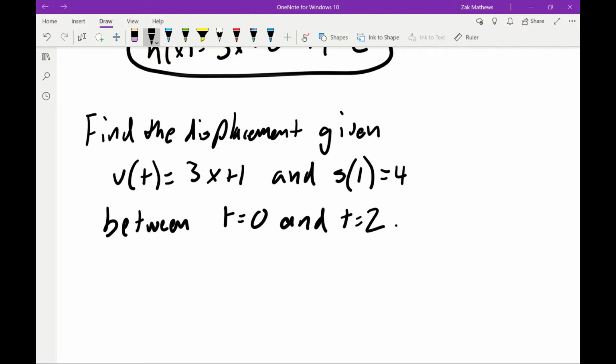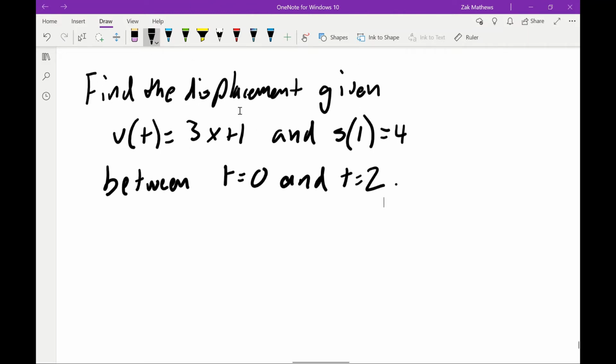All right, so the first thing we need to do is we need to come up with a position equation. If we want to find the displacement, we have to find s of 2 minus s of 0. So I need that position equation, so that means we're going to have to undo the derivative. So if we see that 3x, it had to have started as an x squared, and then we're going to divide that 3 by the 2, or think about what would we have had to have to get a 3 if we're multiplying that 2 down.